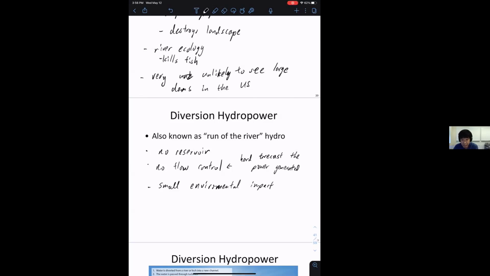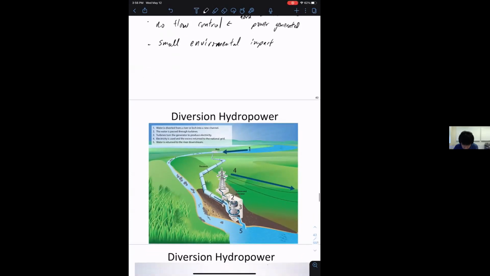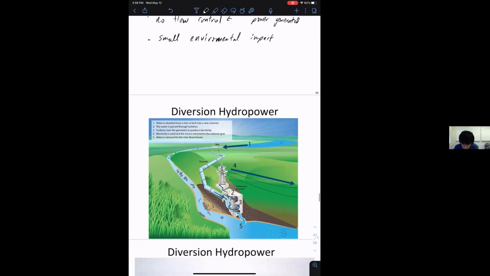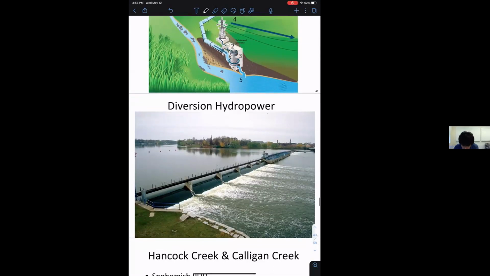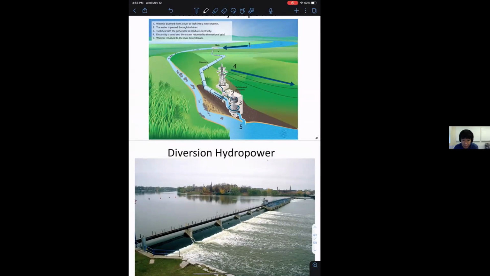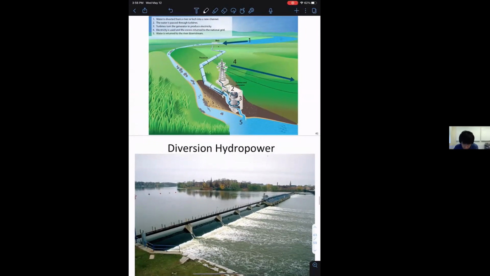So let's look at an example. You have water coming in, you build a penstock, you build a turbine, and this runs beside the river for a while, and you generate power this way. So it's really simple technology. And this is one example you'll see. In practice, it looks something like this.